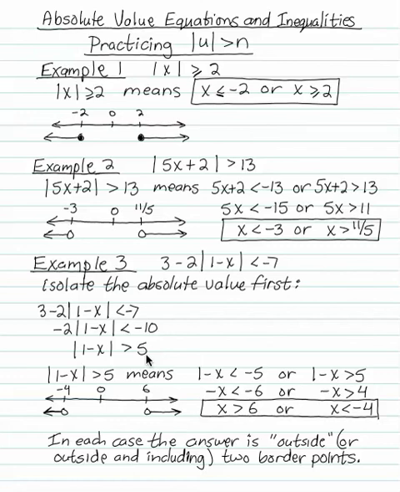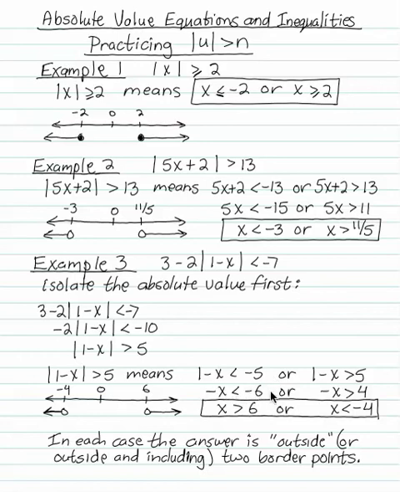This is the outside case. So the absolute value of 1 minus x greater than 5 means 1 minus x is greater than 5 already, or less than negative 5. Watch that negative sign on the x.